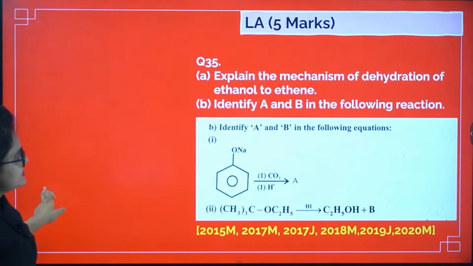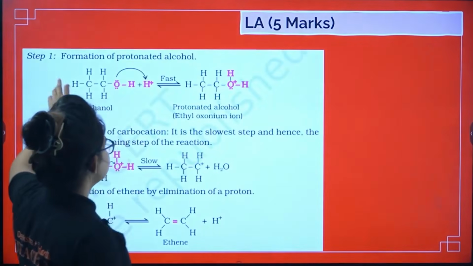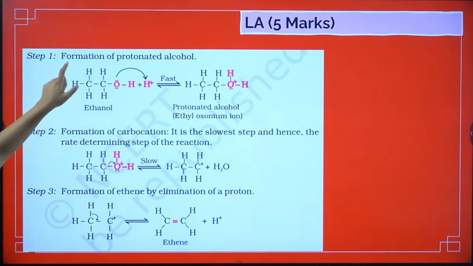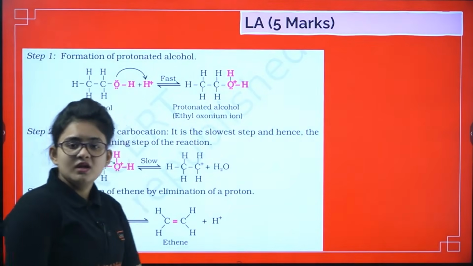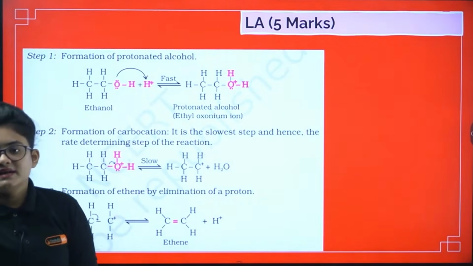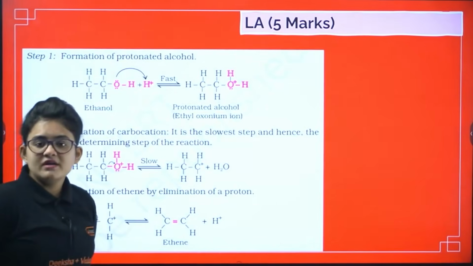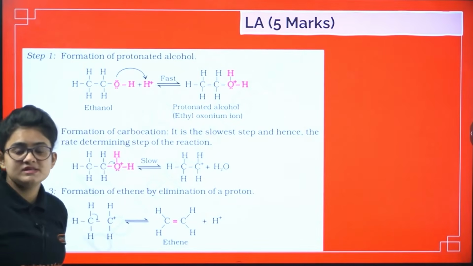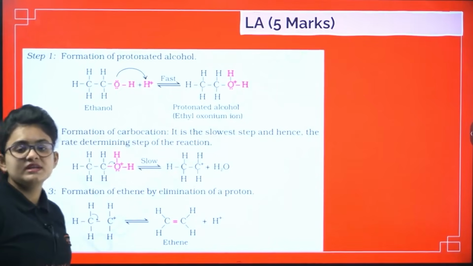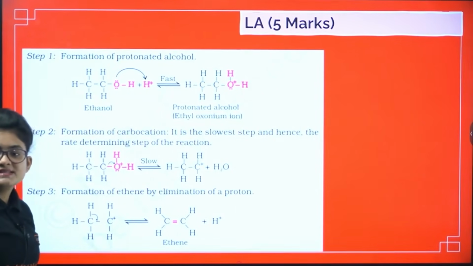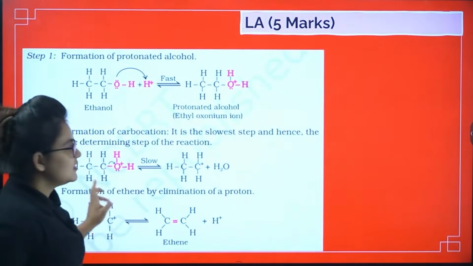Proceed. Explain the mechanism of dehydration of ethanol to ethene. So first you can see this is the dehydration mechanism. Ethanol first attacks H plus and forms the protonated alcohol, or ethyloxonium ion you can say. Once the ethyloxonium ion is formed, then the carbocation is generated because OH2 plus is a very good leaving group. So OH2 plus will leave the system and give the carbocation. Now elimination of one proton will give you back the double bond. So ethene. Clear, I guess.